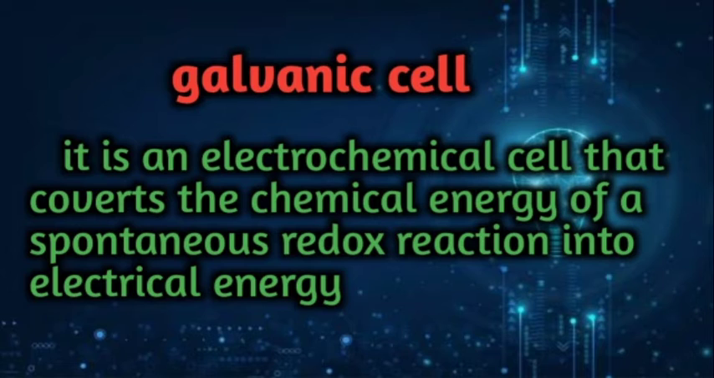First we will talk about the galvanic cell. It is an electrochemical cell that converts the chemical energy of a spontaneous redox reaction into electrical energy. We can encounter many examples of galvanic cells in our day-to-day life. A few examples are the batteries which we use for our wall clock, and the one which we use for a watch is also a galvanic cell.